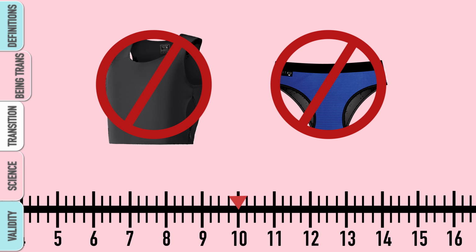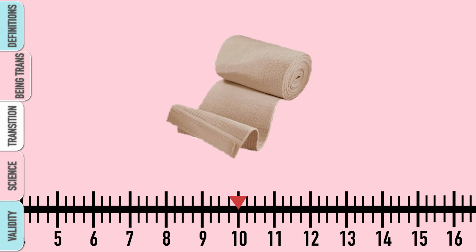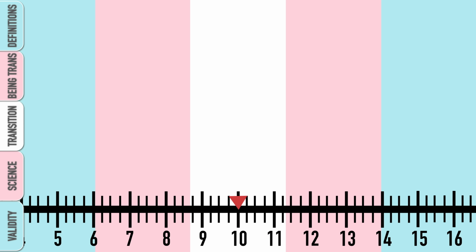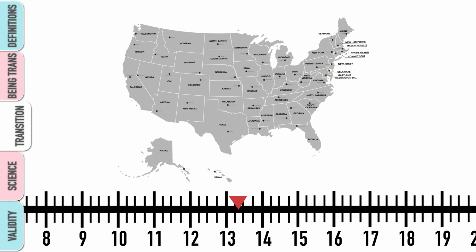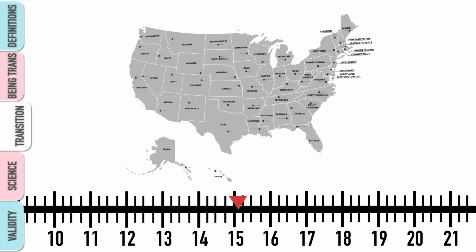Sometimes when trans children are denied proper binders or underwear made to cover their chest or groin areas, they rebel and start using unsafe methods like ace bandages or other elastic materials which could cause lasting harm. In the United States and many other countries around the world, you cannot legally start the next step until the child turns 16 years old.